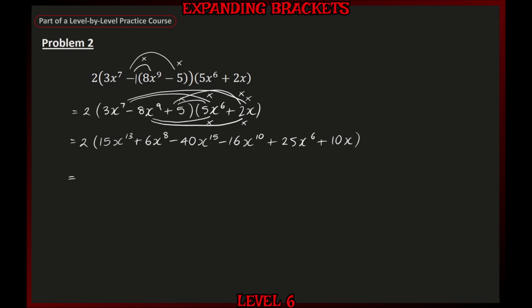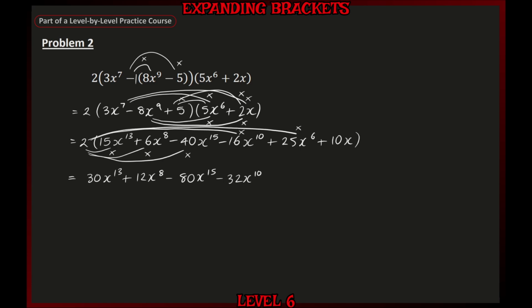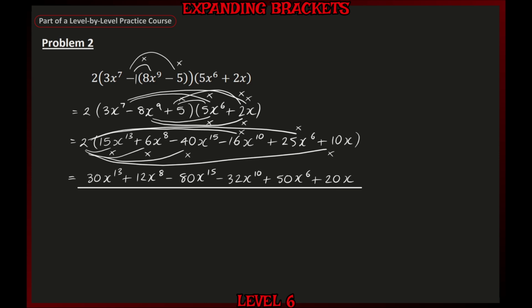bracket by 2. So we have 2 times 15x to the power of 13, which is 30x to the power of 13. 2 times 6x to the power of 8 is 12x to the power of 8. 2 times minus 40x to the power of 15 is minus 80x to the power of 15. 2 multiplied by minus 16x to the power of 10 is minus 32x to the power of 10. 2 multiplied by 25x to the power of 6 is plus 50x to the power of 6. And finally 2 multiplied by 10x is plus 20x. So this is our final answer to problem 2.